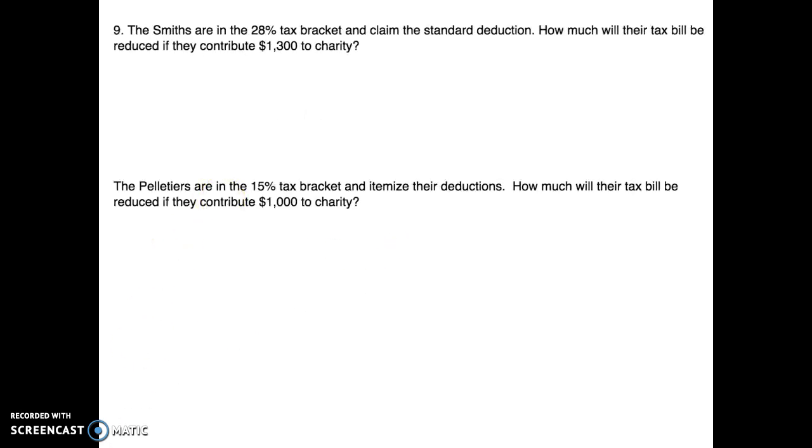Then this next one, for number 9, this is a little different. It wants to know how much will their tax bill be reduced if they contribute to charity. So on this one, you're only going to save money if you're itemizing your deductions. So on this first one, it would be 0 since you're taking the standard deduction. On this one, you would take the $1,000. I'm almost out of time. Multiply that by 15% to get 150 for your answer.